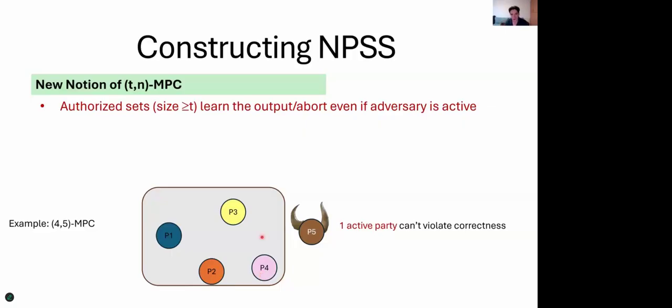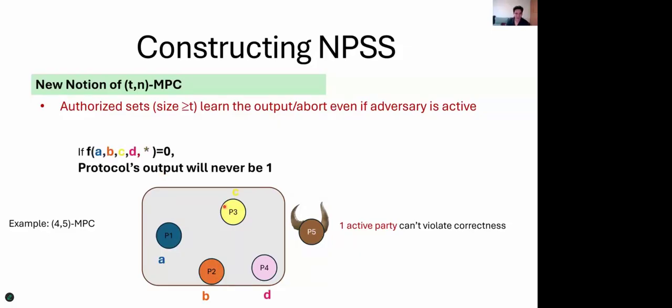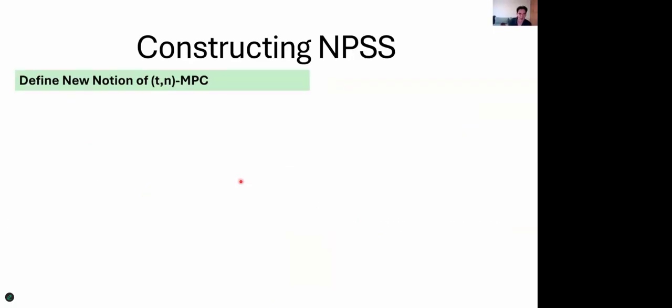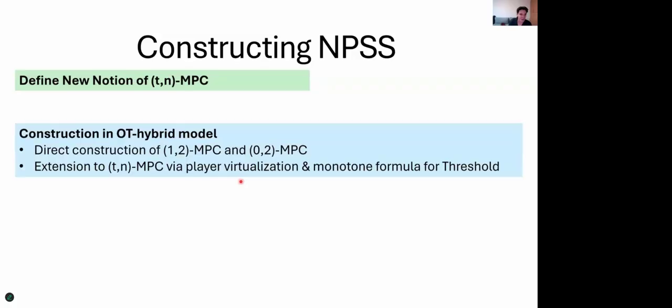So 4 parties learn everything about the output, in the sense that even an active adversary that knows everything, knows the inputs of these parties and the randomness, still cannot force the wrong output, okay? Specifically, if their corresponding inputs already fix the output of the function to 0, then even an active computationally unbounded adversary cannot force these guys to output 1. So this notion is somewhat non-standard, and existing protocols do not satisfy it. So we have to construct new protocols that satisfy it.